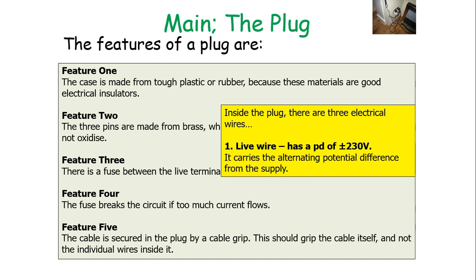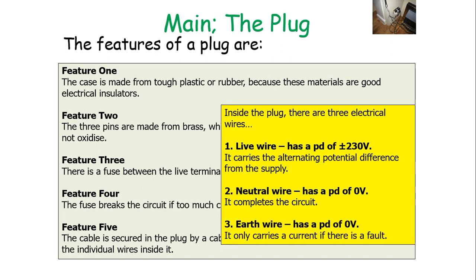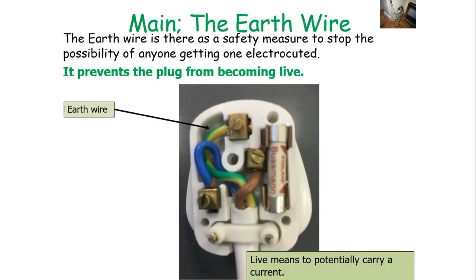We know that there are 3 wires inside your cable. The live wire has a potential difference of plus 230 to minus 230 volts, so it carries the alternating potential difference from the supply. The neutral wire, which has a potential difference of 0 volts, completes the circuit. And the earth wire, which also has a potential difference of 0 volts, only carries a current if there's a fault. Now, the earth wire, how does it work?